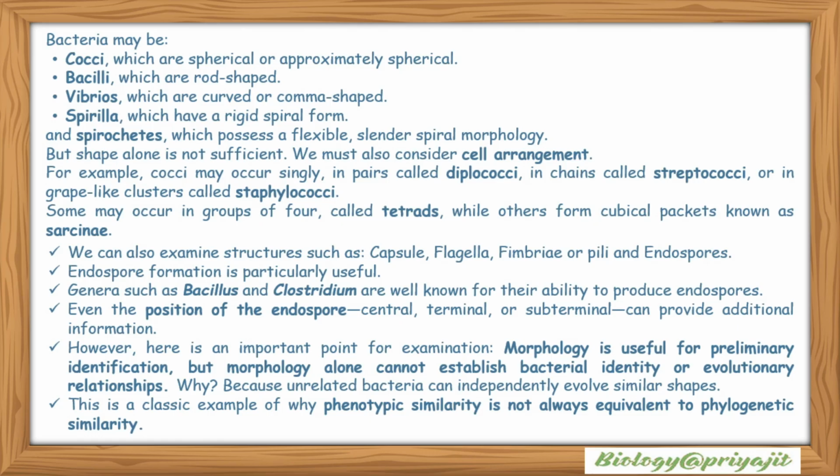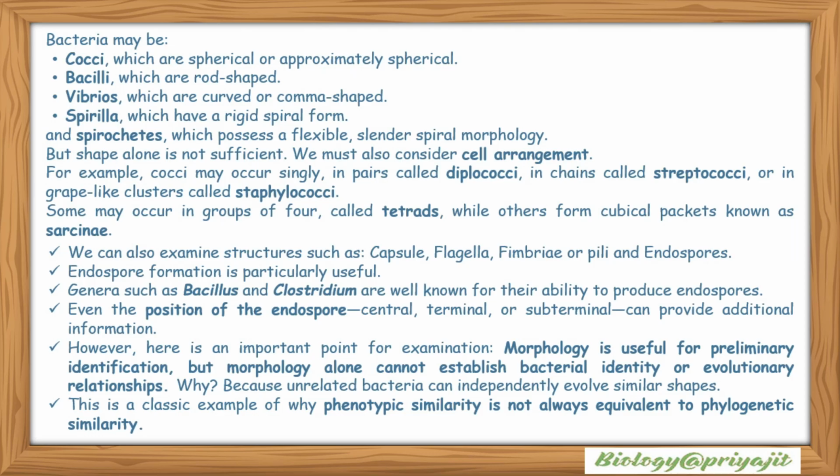But shape alone is not sufficient. We must also consider cellular arrangement. For example, cocci may occur singly, in pairs, diplococci, in chains, streptococci, or in grape-like clusters, staphylococci. Some may occur in groups of four called tetrads, while others form cubical packets known as sarcinae. We can also examine structures such as capsule, flagella, fimbriae or pili and endospores. Endospore formation is particularly useful. Genera such as Bacillus and Clostridium are well known for their ability to produce endospores. Even the position of the endospore, either central, terminal or subterminal, can provide additional information.